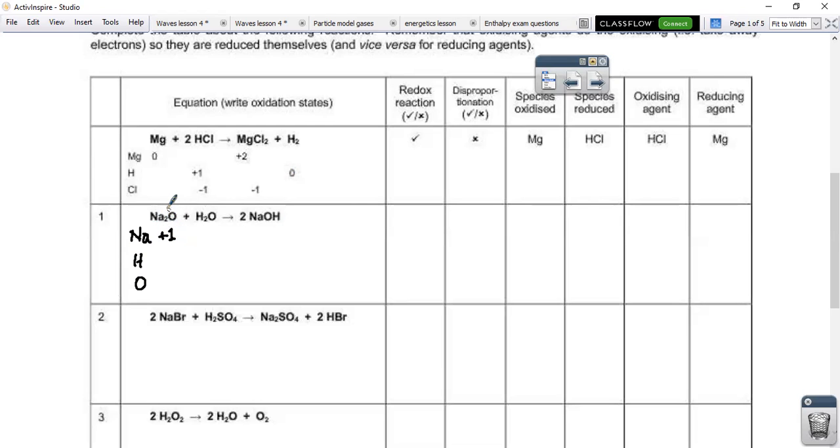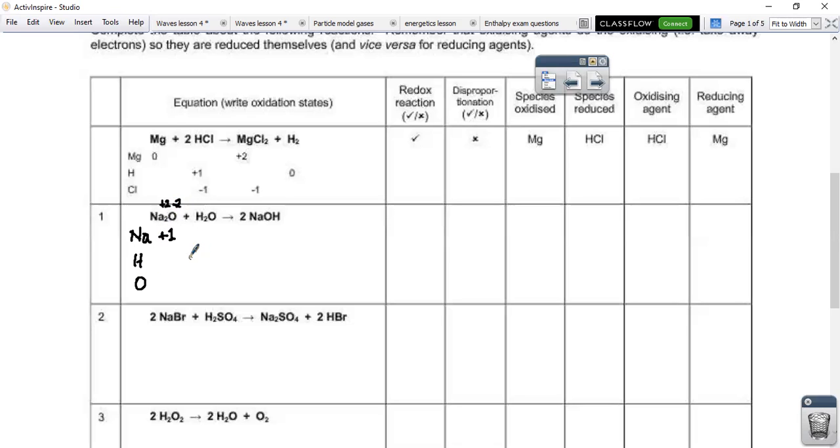Yeah, I just assumed because of the 2, so I just added them both. But there's 2 of them. So there's a total of +2 versus the oxygen. Yeah. In this case, the oxygen is going to be -2. Yeah. Okay. No worries.